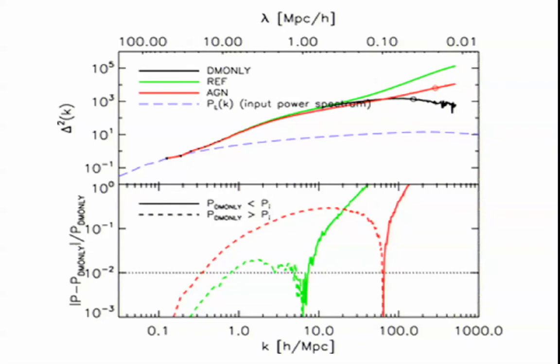We need to understand them if we're going to get down to the accuracy of the survey. We're going to have a 1% survey. That's what they claim, right? They want simulations that are accurate to 1%. Okay.